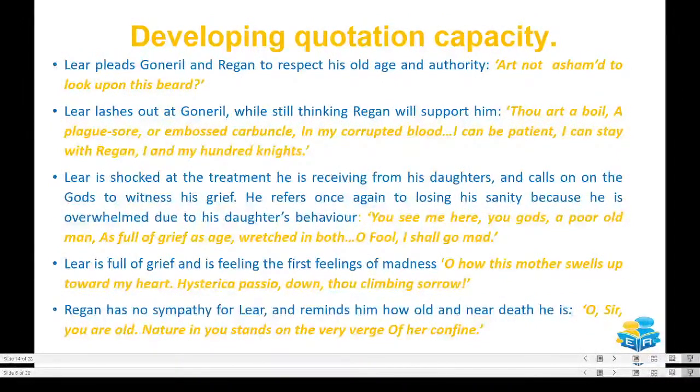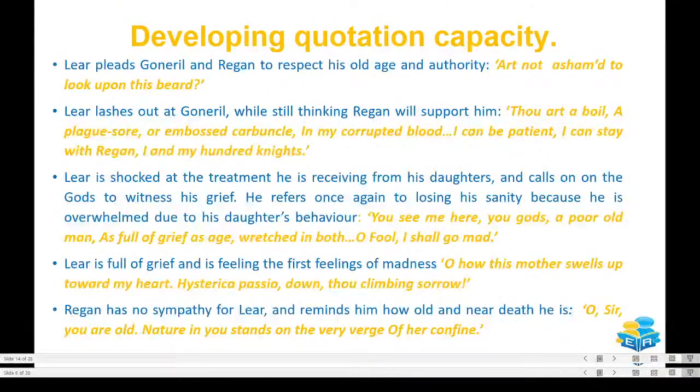And it's being met with a complete, nearly callous response. She has no sympathy for him. "Oh, sir, you are old. Nature in you stands on the very verge of her confine." So it's like, what are you complaining about? You're going to be dead soon. Again, filial ingratitude. It's unnatural. It's uncomfortable as well.